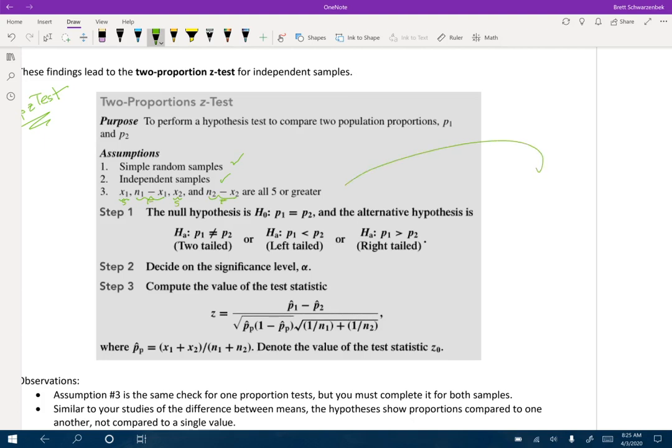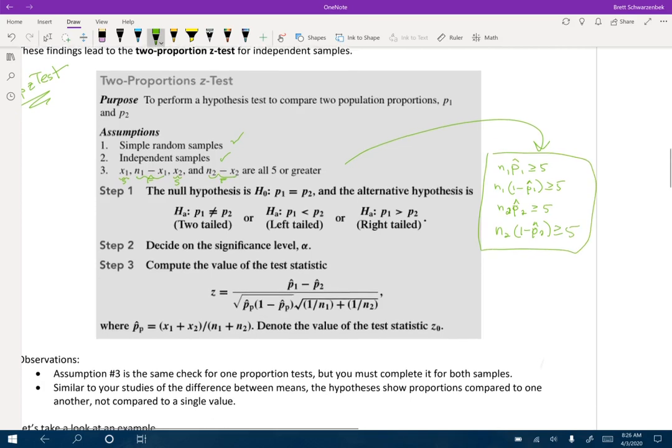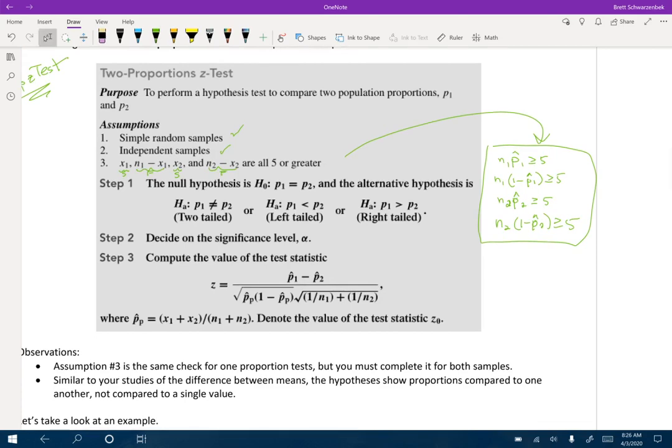Just like I had the box over here last time, I don't have it this time, but I'm going to write it for you. So you should have n1 p hat 1 is greater than or equal to 5. We have n1 times 1 minus p hat 1 is greater than or equal to 5, and do the same thing for n2 p hat 2 is greater than or equal to 5, and n2 times 1 minus p hat 2 is greater than or equal to 5. These are the ones that were in the box last time that I said sometimes you might want to use. It is another variation of the same thing.